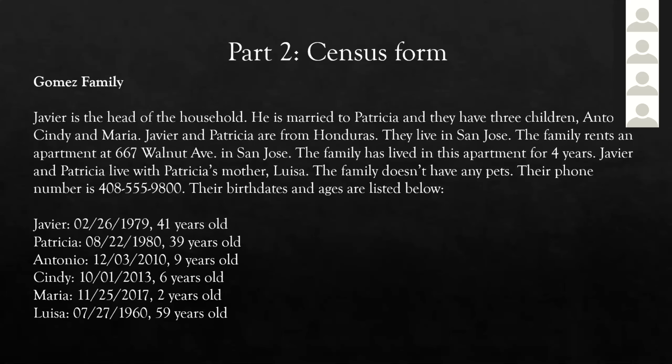How many people are in the house? Do they own or rent? What is their telephone number? What is the head of the household's name? Age, birthday, race. So that is part 2. Part 2 is writing.